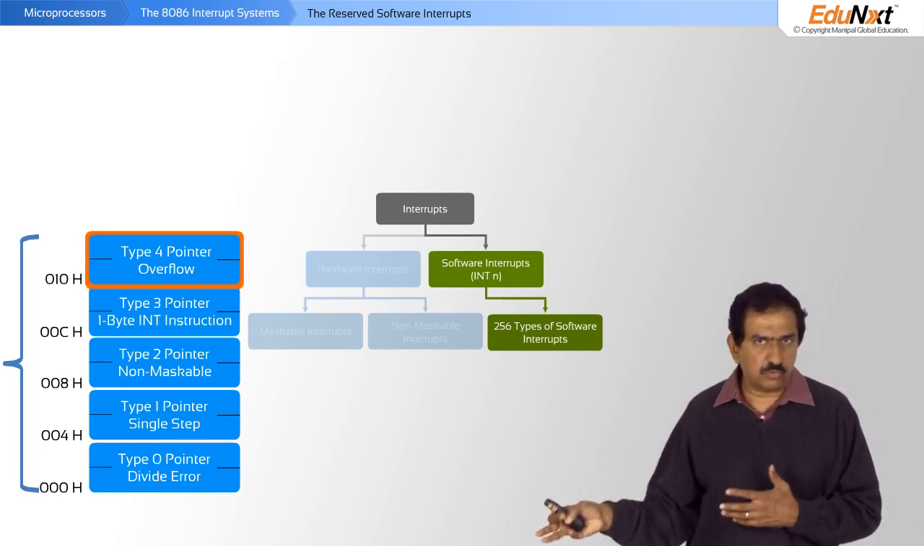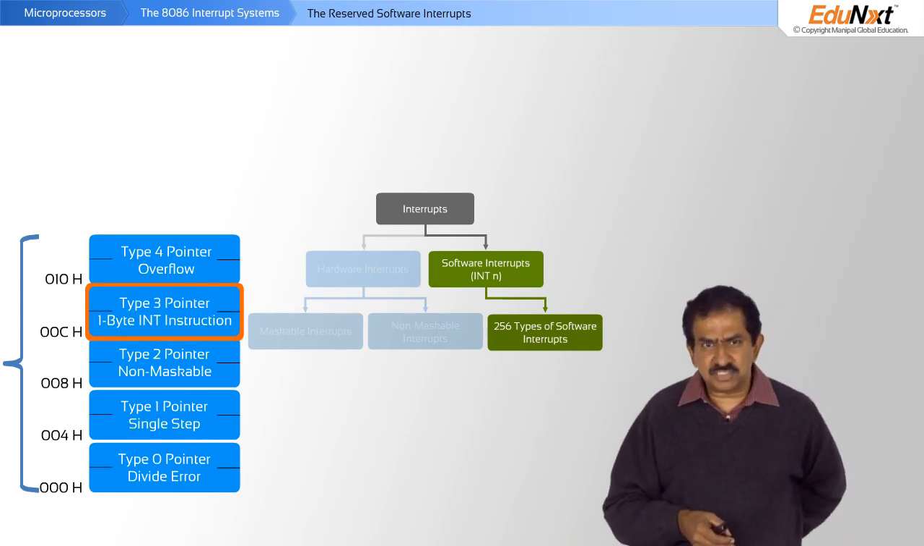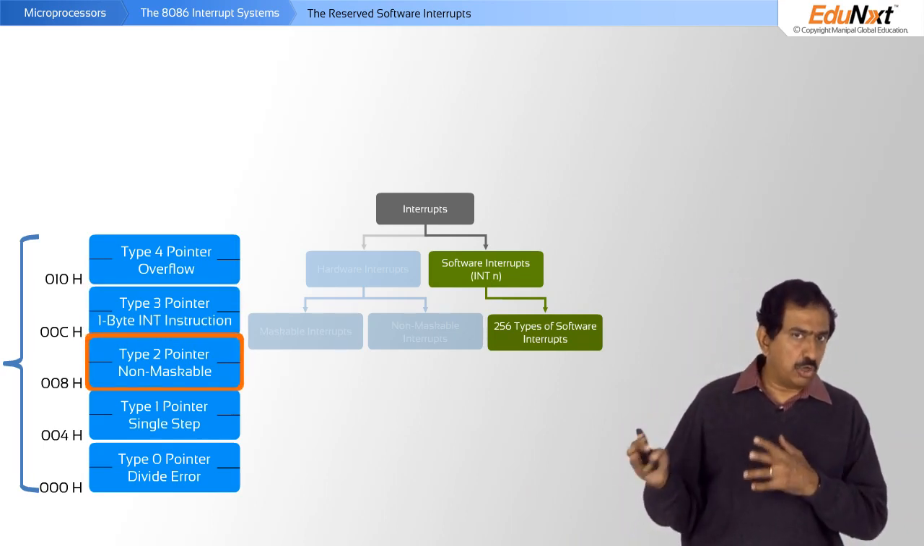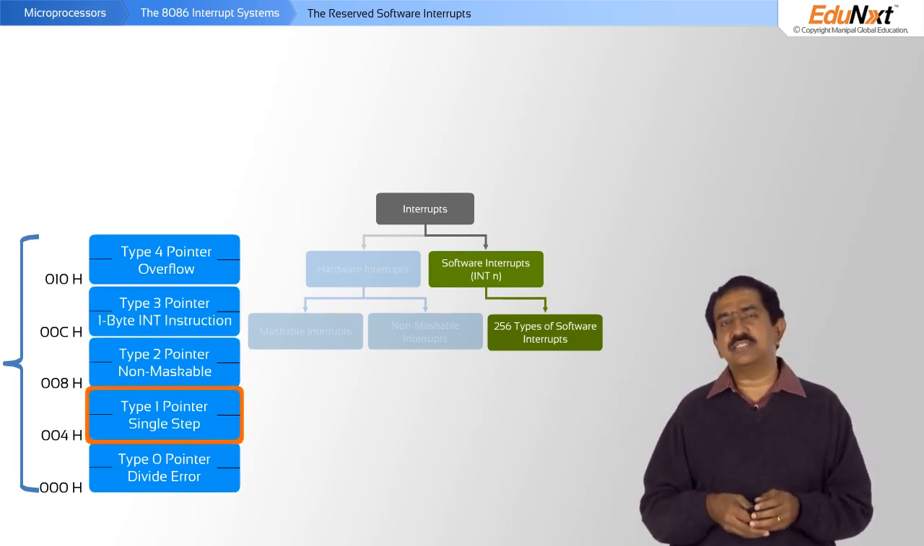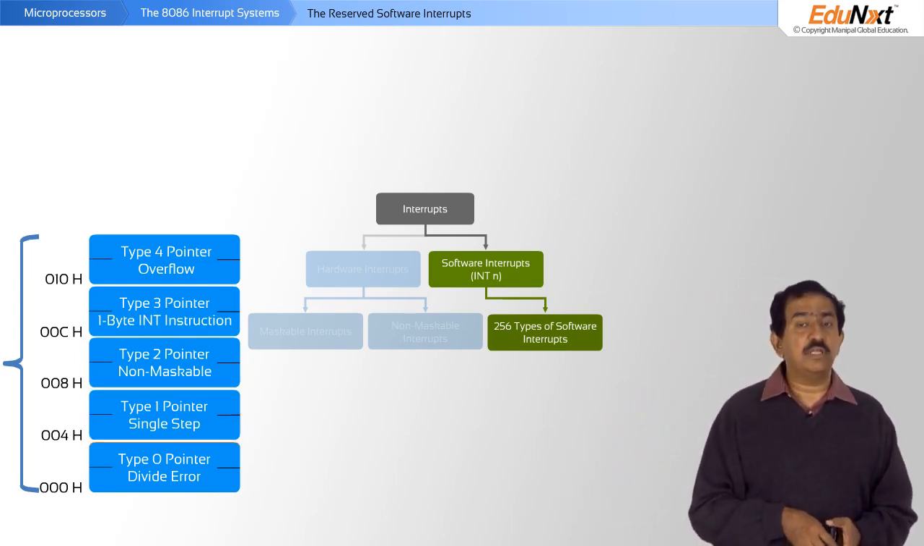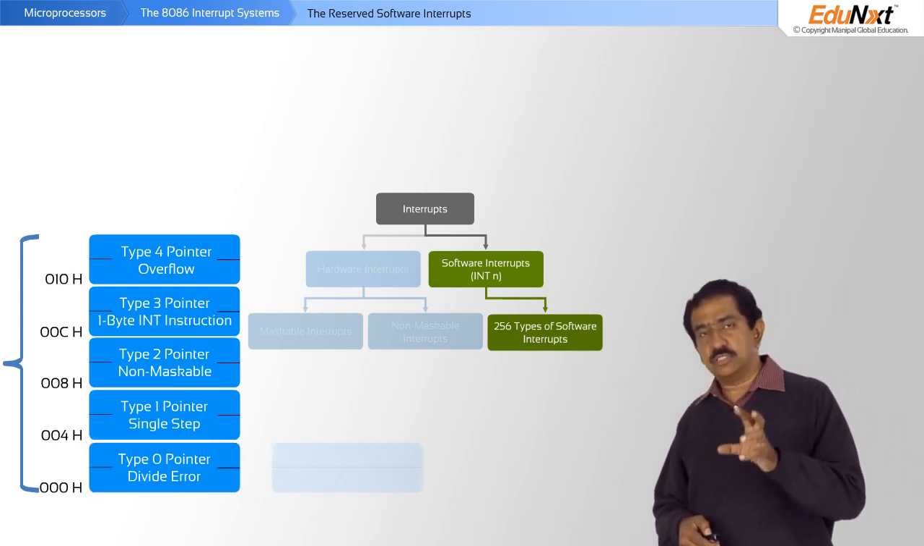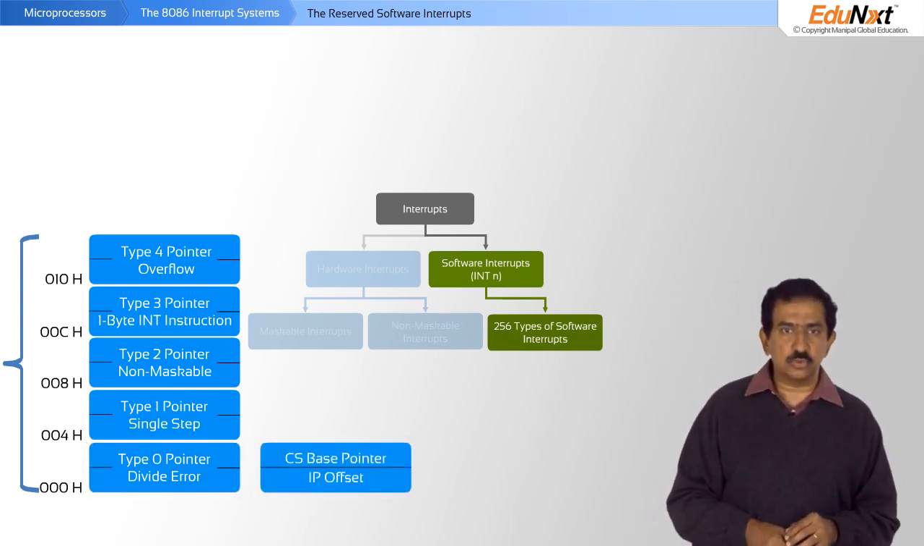Type 4 is for overflow errors, type 3 is a single byte interrupt instruction, type 2 is a non-maskable software interrupt, type 1 is single stepping, which is used for debugging, breakpoint establishment, and so on, and type 0 is a divide error. But each of them has a CS and IP address associated with it.